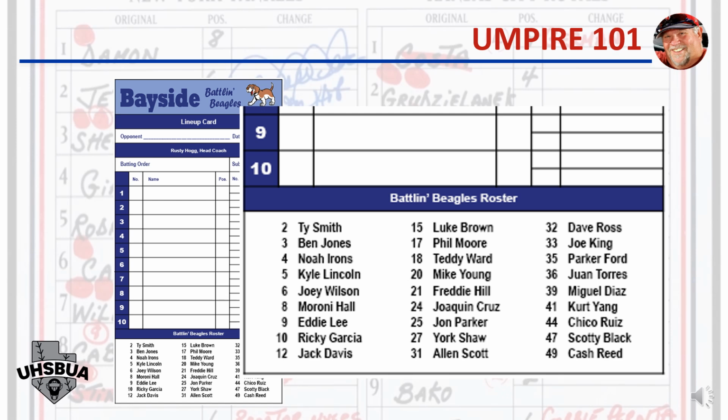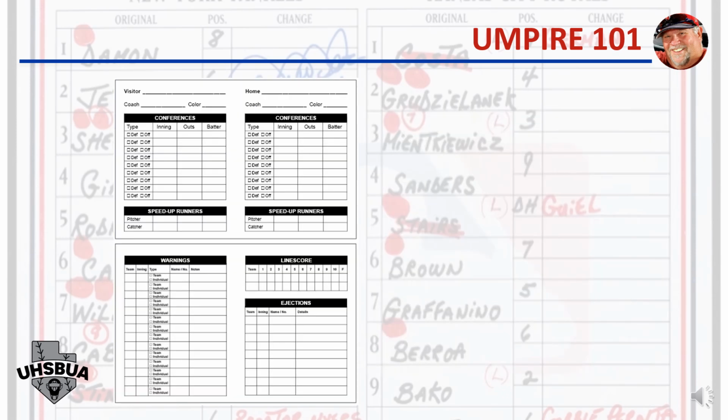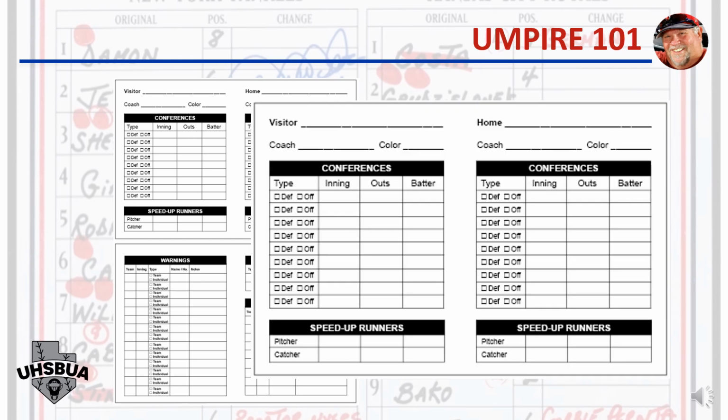In addition to the lineup card, some umpires use game cards, similar to the ones used by football officials. Game cards are not required, they are optional. Here is the game card created by our UHSBUA rules interpreter. It has a side for both home and visiting teams. It provides space for noting each team's charged conferences and speed-up runners. It can be folded in half for easy reference.